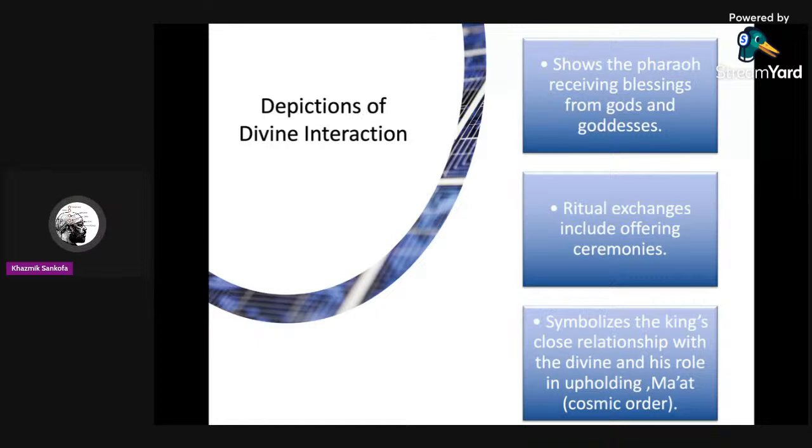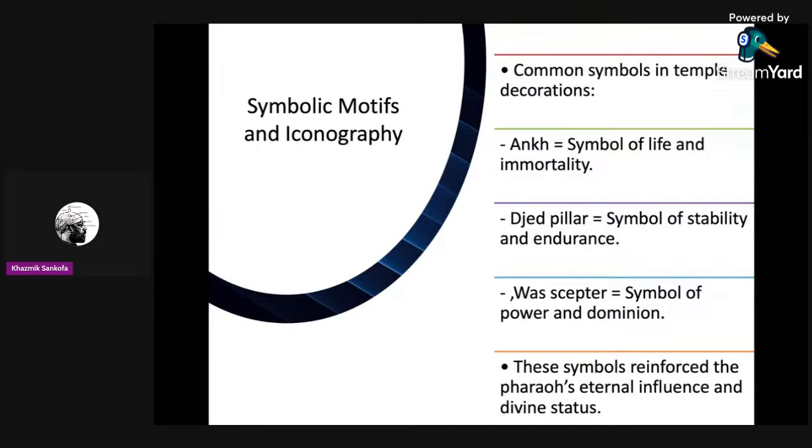Now this is saying the king, but I'm gonna constantly emphasize the initiate's relationship with the divine and its role in maintaining ma'at, cosmic order, internal, independent, individual, balanced order within the self and the community at whole, right? Then you got some common symbols. You got the Ankh, the Jed pillar, the Wasp scepter.